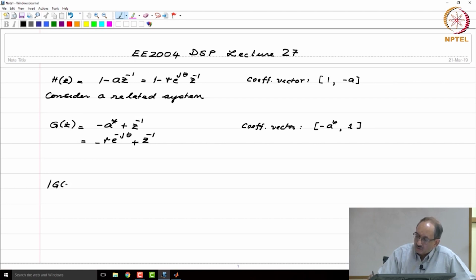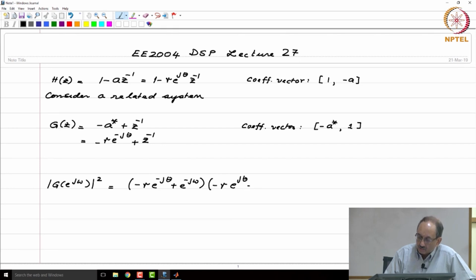Now, let us look at the magnitude squared frequency response of this related system. So, this is nothing but g of z evaluated at e to the j omega times its complex conjugate. Therefore, this is minus r e to the minus j theta plus e to the minus j omega times its complex conjugate. Therefore, this is minus r e to the j theta plus e to the j omega.